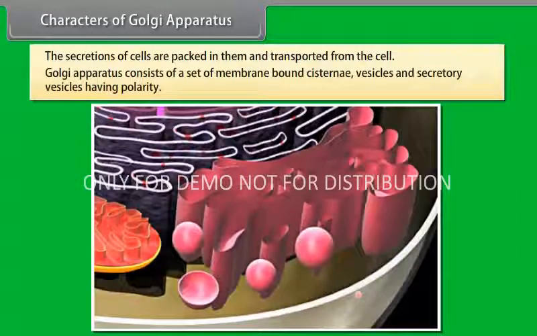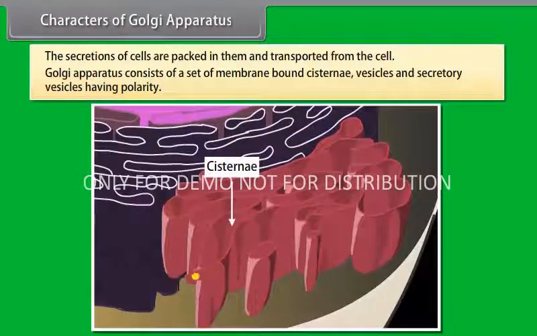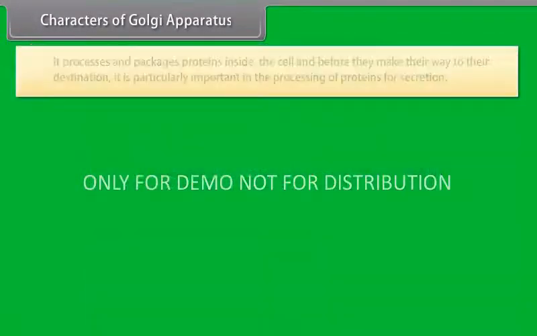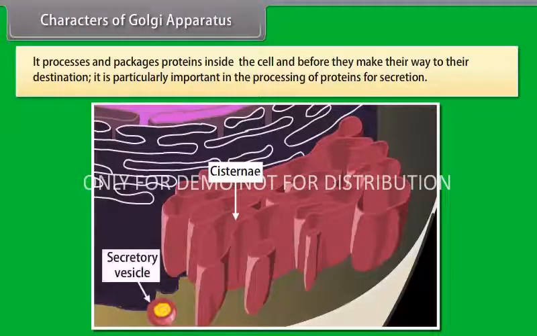The Golgi apparatus consists of a set of membrane-bound cisternae, vesicles, and secretory vesicles having polarity. It processes and packages proteins inside the cell before they make their way to their destination. It is particularly important in the processing of proteins for secretion.